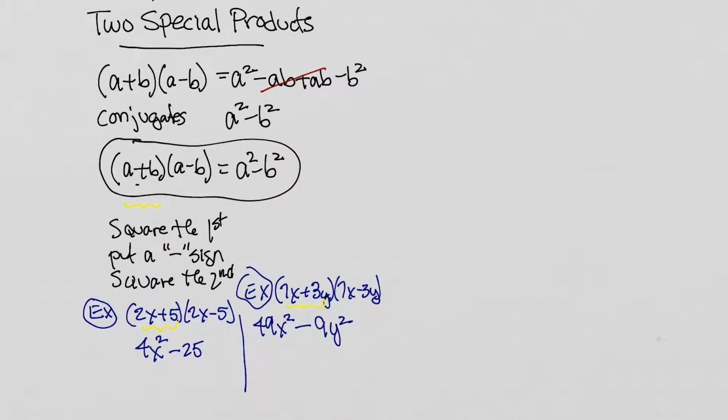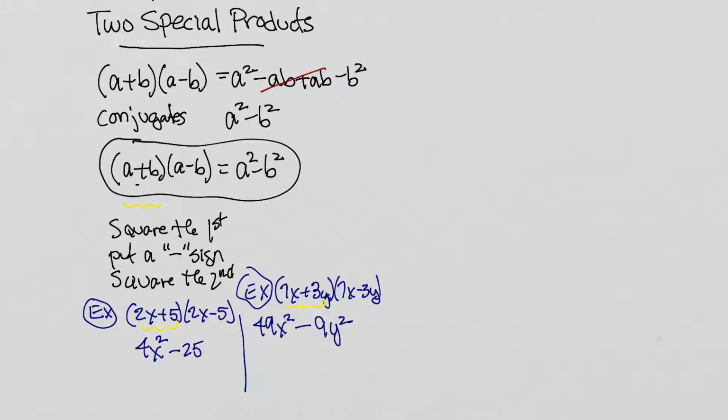So remember, what happens here is that those middle terms cancel out. You have the outer product is negative AB, and the inner product is positive AB. So down here, what would you get? Negative 21y plus 21y. Those middle terms always cancel out, and you're just left with the square of the first, the square of the second, but it's always a minus because of this up here. Look what you've got. Positive times negative gives you that negative.